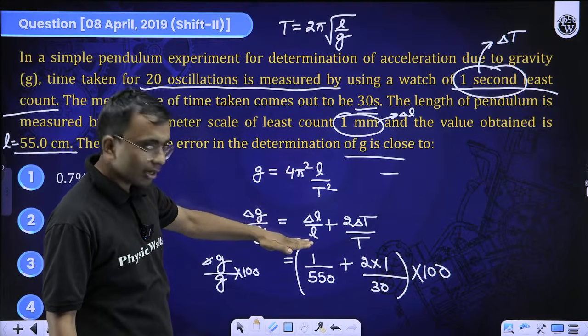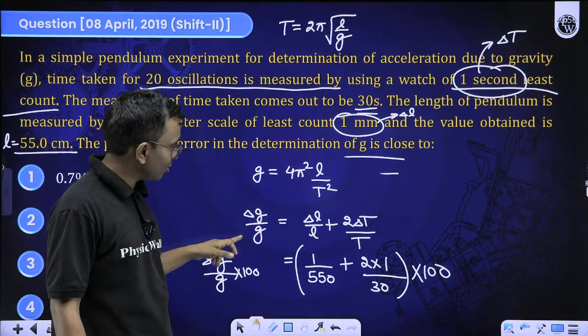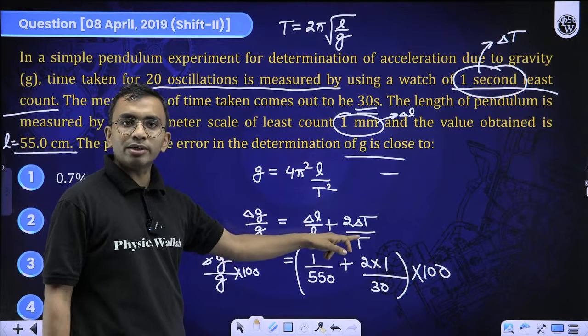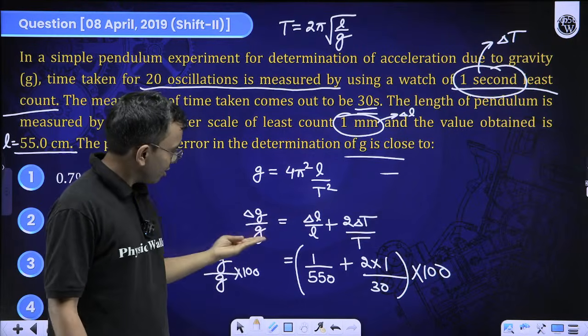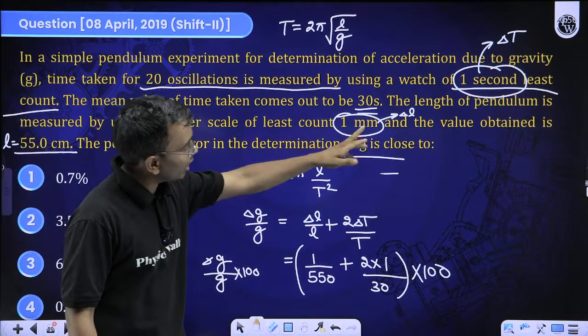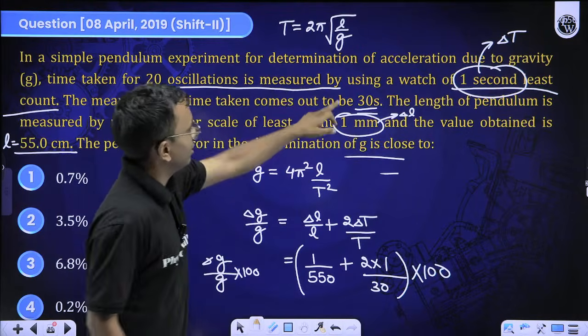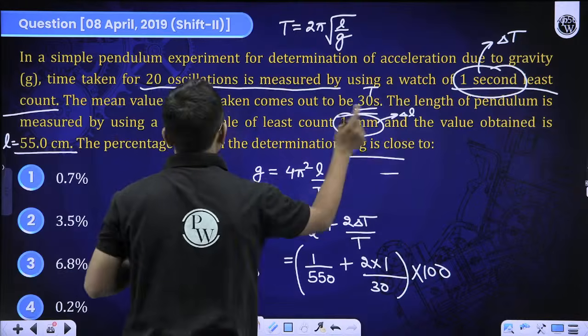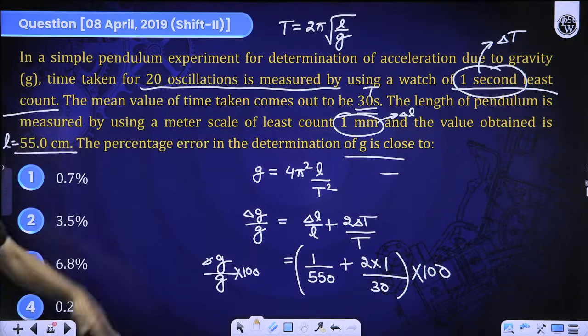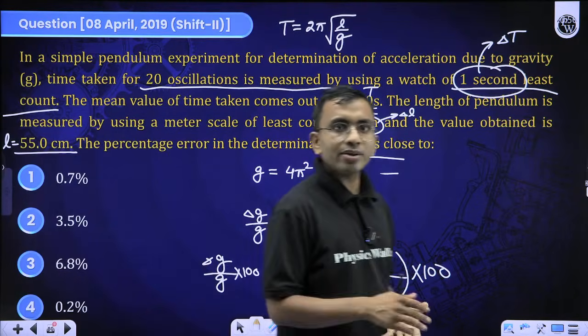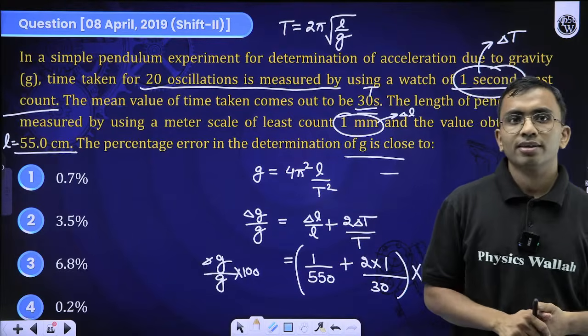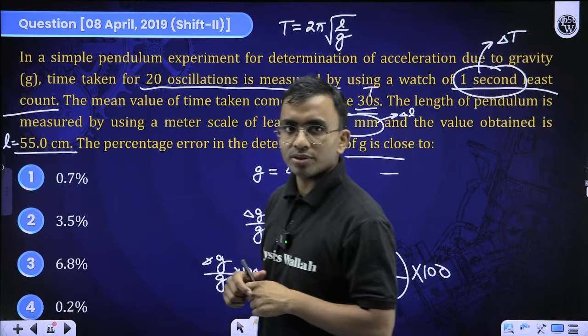From here, we discussed how to write the relation delta g by g is equal to delta L by L plus 2 delta T by T. That's all. Then I'm reading the question, I'm telling this is delta T, this is my T, this is my delta L, and this is my L. Just put the values and I got the answer. Okay. If doubt is there, you can mention.